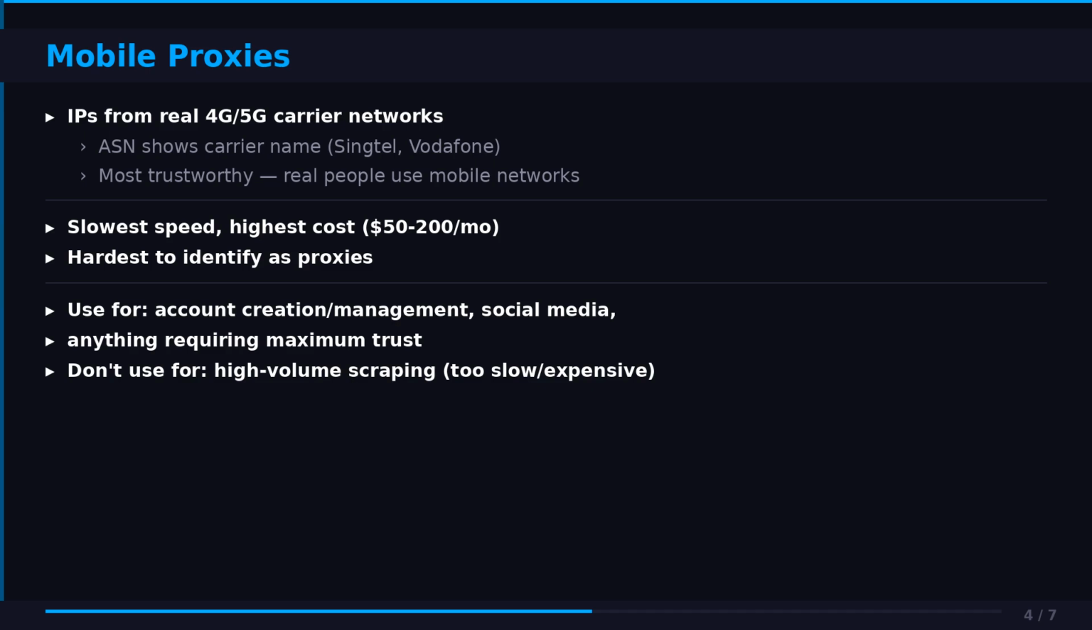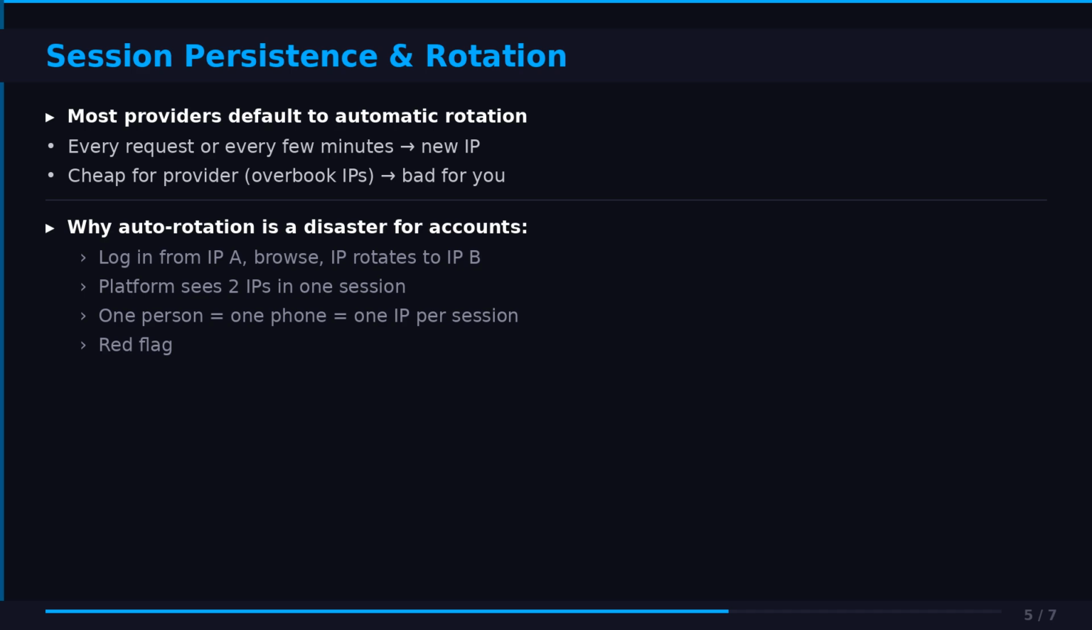They're actual carrier traffic. Speed is slower. Mobile networks have latency. A page load might take 2 to 3 seconds instead of half a second. Cost is highest. Mobile proxies are expensive, typically $50 to $200 per month, depending on exclusivity. The strengths: highest platform trust, hardest to identify as proxies, most realistic, best for account operations. The weaknesses: slowest, most expensive, shared IP pools unless dedicated, rotation issues if not configured right.